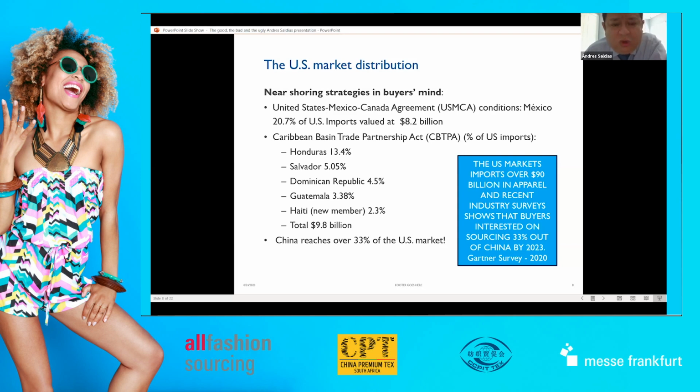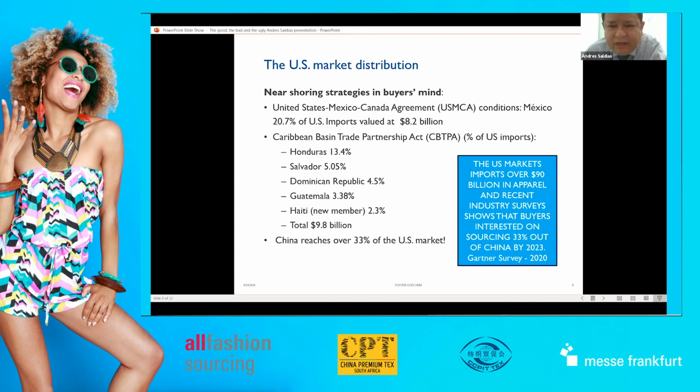But on the other side, for Honduras, textile and apparel is 67% of the GSP, for their internal revenue. So they are textile countries that live off this industry. China, whenever I hear about China, I start shaking, but it's not going to be for long. China accounts for over 33% of what the US market buys. Nevertheless, a recent survey from a couple of months ago from Gartner established that the US market imports over 90 million in apparel, and the survey shows that buyers are interested in sourcing 33% out of China by 2023.